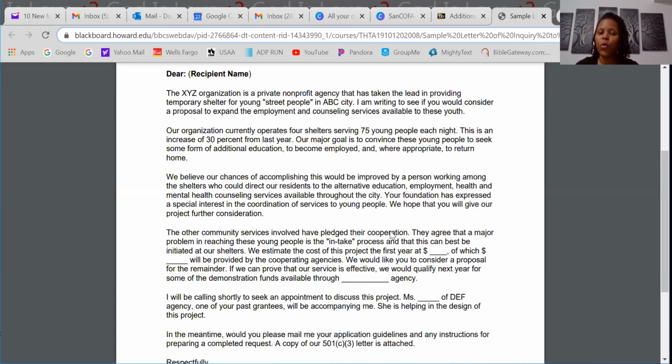We hope that you will give our project further consideration. So here they pretty much remind the organization, although they already know what it is that you fund, how our organization, in particular to the individuals writing this letter, fits within the cause and mission and folks you approve of funding. Okay, so that was, for them, very key to put in there.